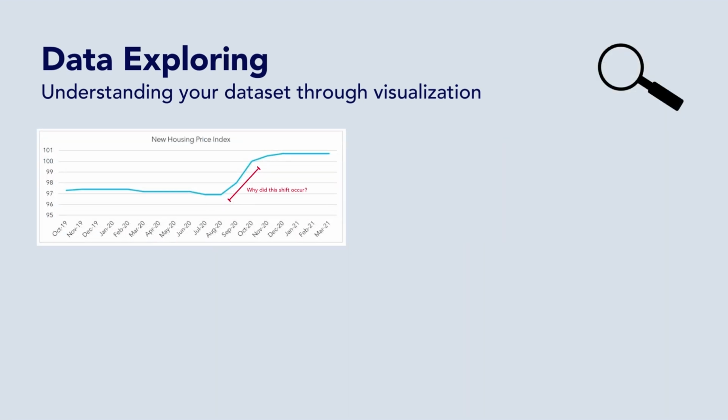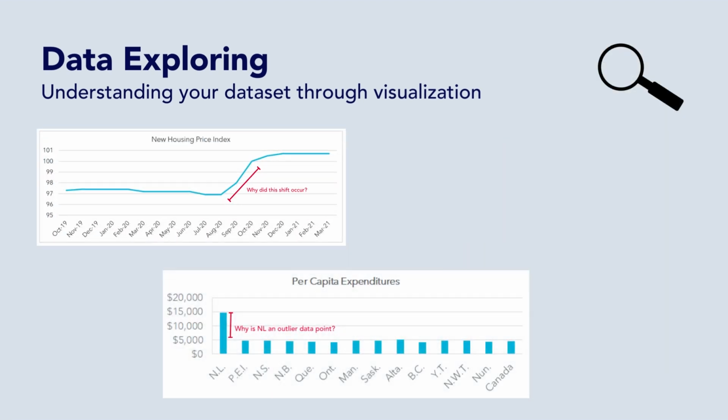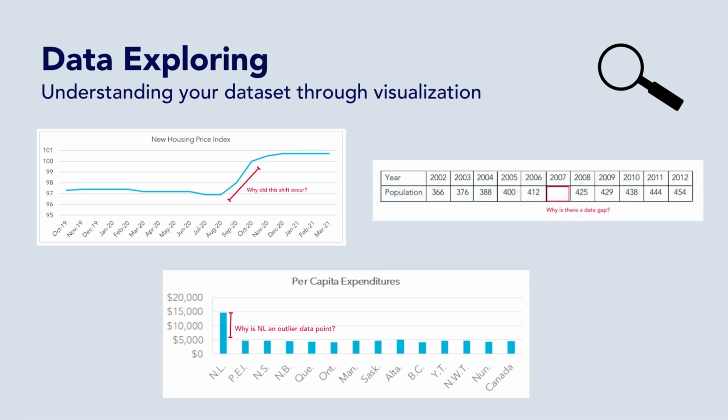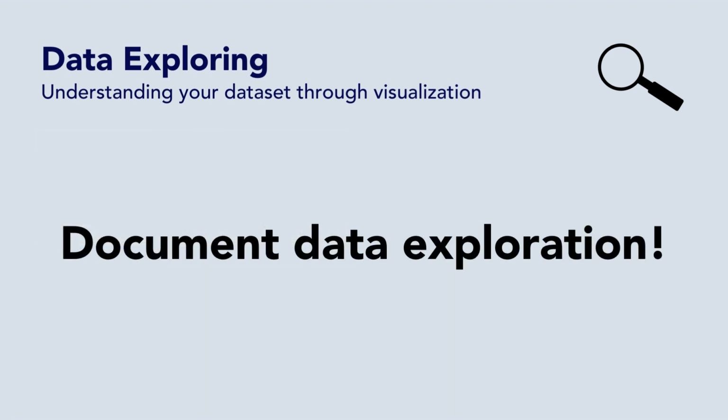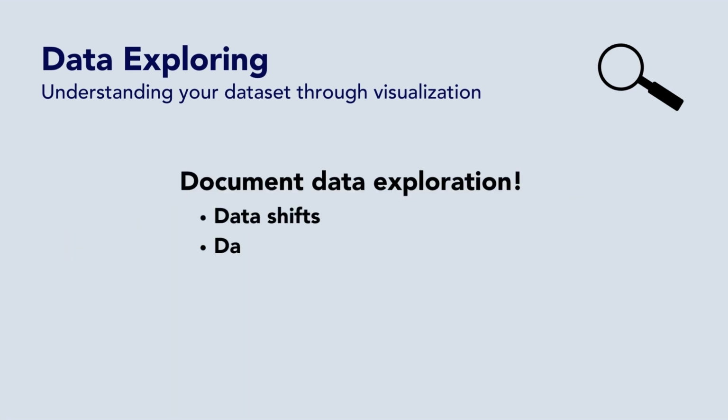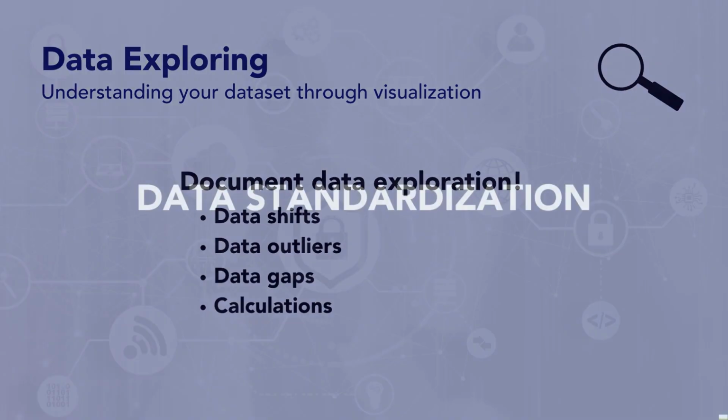Data quality issues like data shifts and outlier data points must be investigated to determine if the dataset accurately represents what it's measuring. Data gaps must also be researched to determine the reason behind the missing data. Another important part of data exploration is documentation. For example, if you use an interpolation method to fill a data gap, you should record all calculations and the method used to estimate the missing data points.